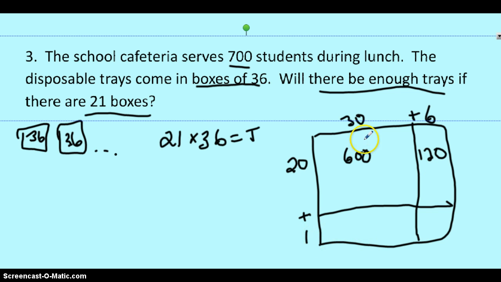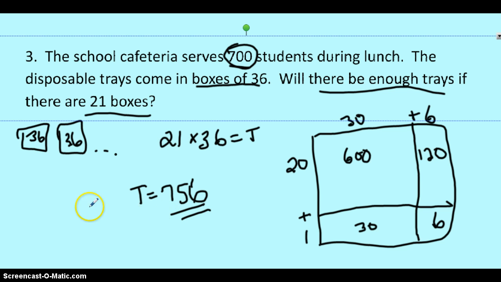This one's fairly easy. One group of 30 is 30, and one group of 6 is 6. So now I'll add all these up. 600 plus 120 is 720. 720 plus 30 is 750, and then 6 more. So the number of trays we have in the boxes is 756. Well, we still haven't answered the question, will there be enough trays? Well, if each student gets 1 tray, so we'll need 700 trays. Well, they have 756. So yes, they have plenty of trays.